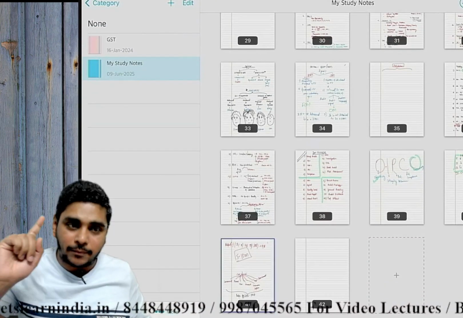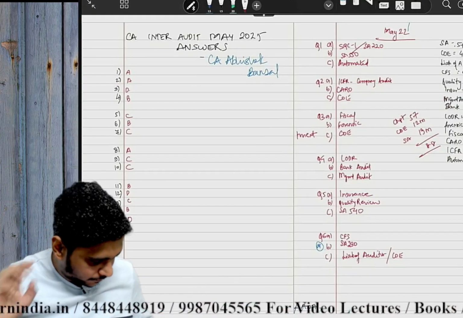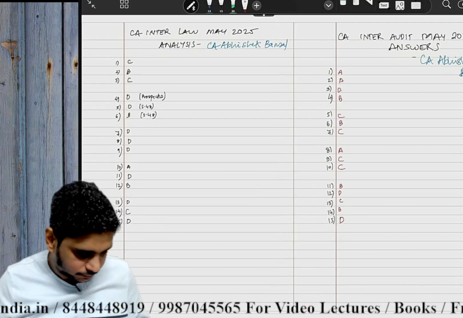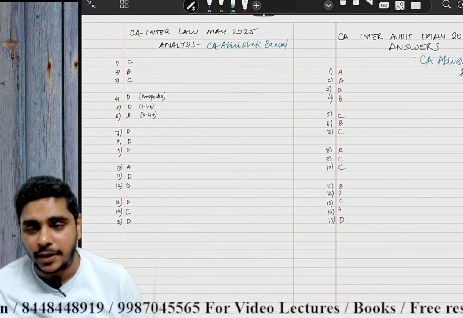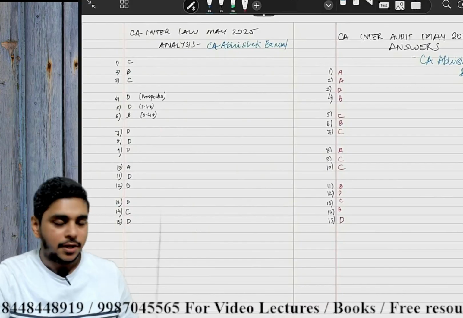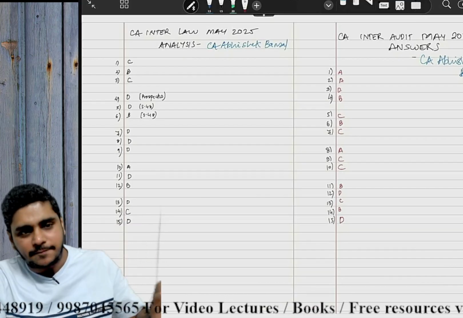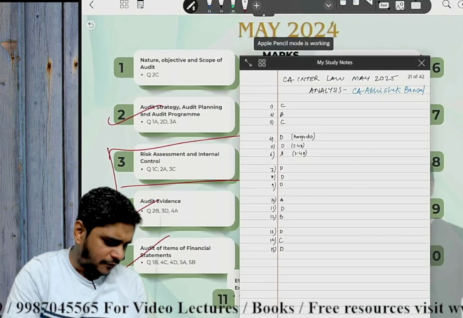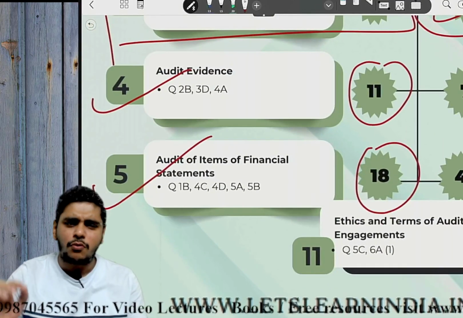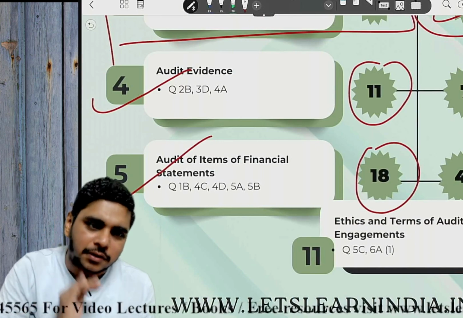Now, chapter number 2, I repeat, 2, 3, 4, 5 and 8. Now, this attempt, specifically if I talk about May 25, which we just had, here also chapter number 2, 3, 4, 5 and chapter number 8 was very important. Audit of items of FS, I think that's chapter number 5, came again. Boss, it's the most crucial chapter of your life.